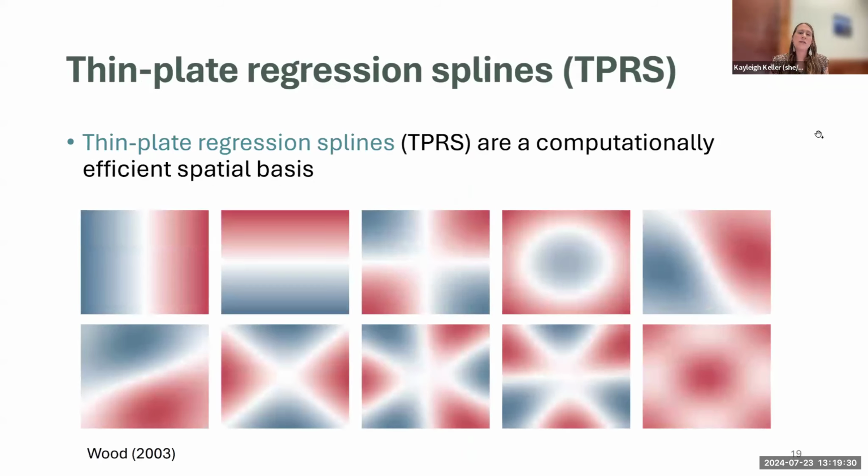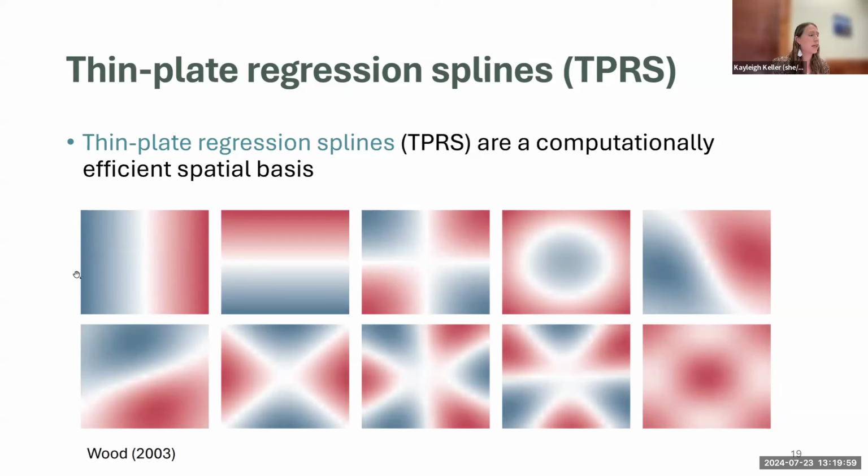For adjusting for space in epidemiological analyses, what we typically use is thin plate regression splines. They're a computationally efficient spatial basis, which just means that they're easy to calculate. They have some nice mathematical properties, there's good software for calculating them, and they work well when doing adjustment across space. The plots shown here show the first 10 splines. Each of these looks like a pretty simple spatial function.